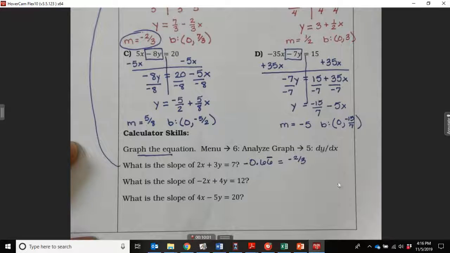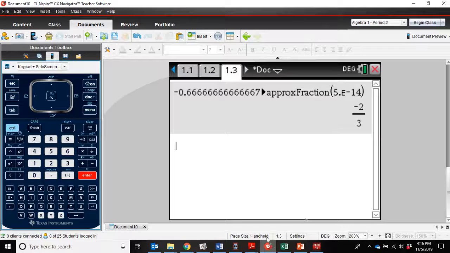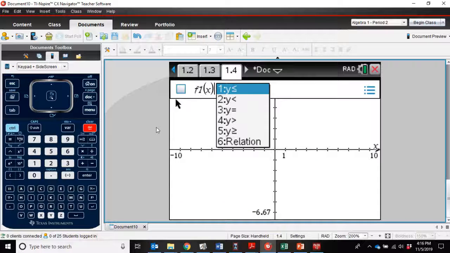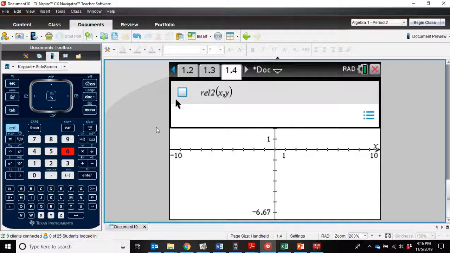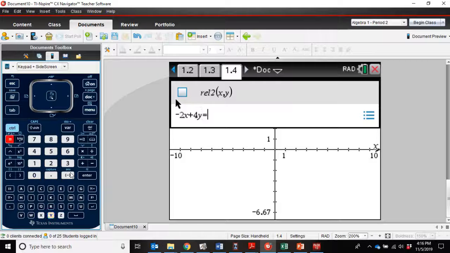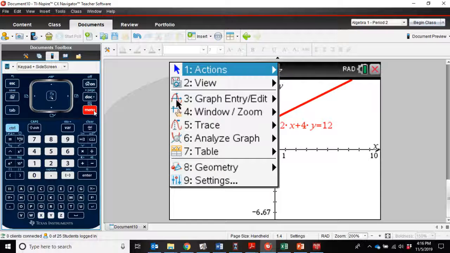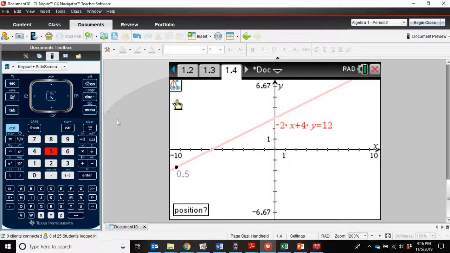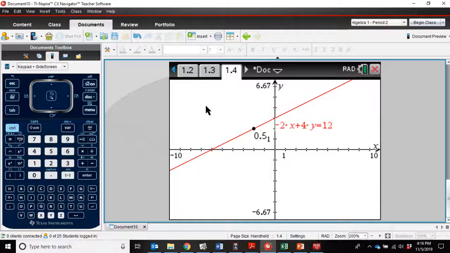Okay. All right, so do the same thing for the next one. Go to a graph page, delete the equal sign, pick a relation, and type in the next equation. Negative 2x plus 4y equals 12. And then the steps are menu, 6 for analyze, and then 5 for finding your slope. And here we have 0.5. So m is 0.5, but I want to change that.